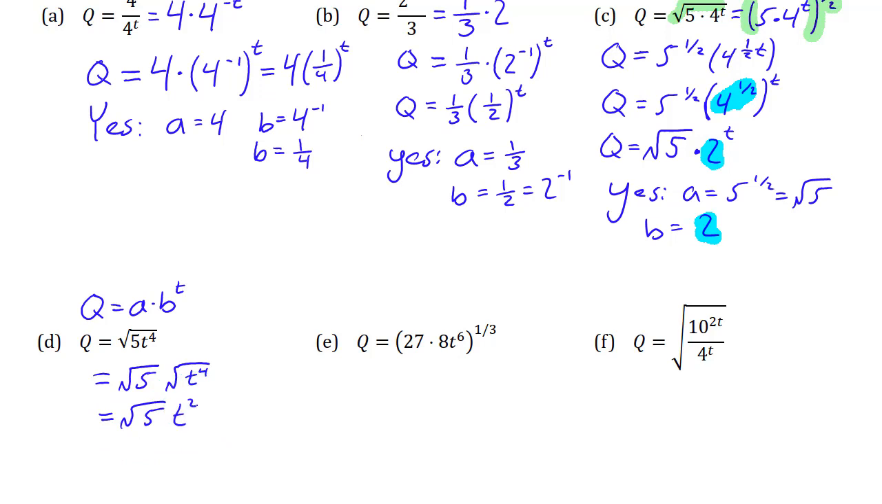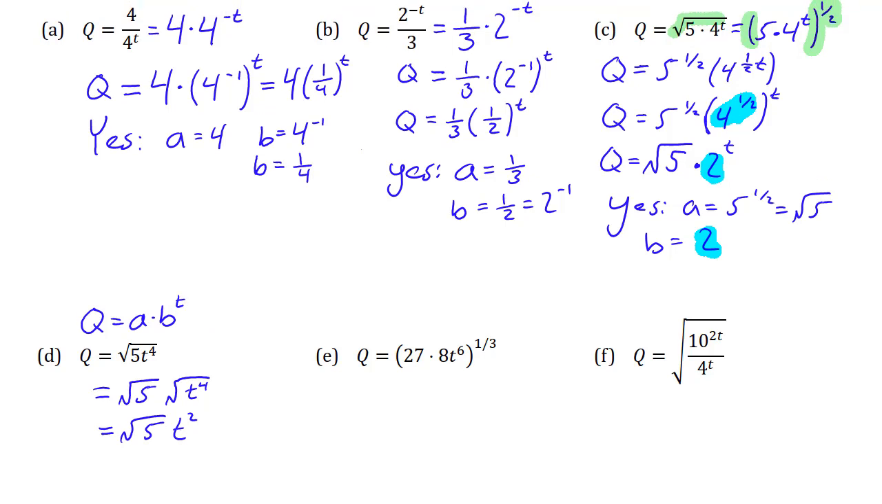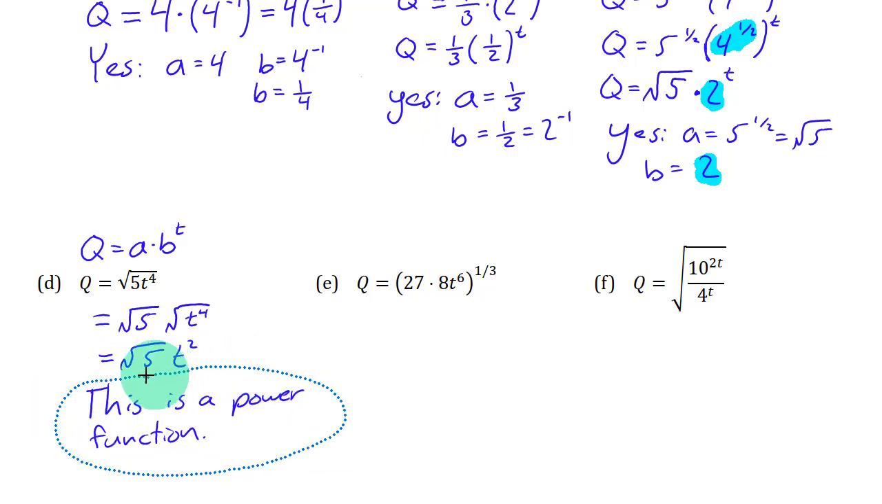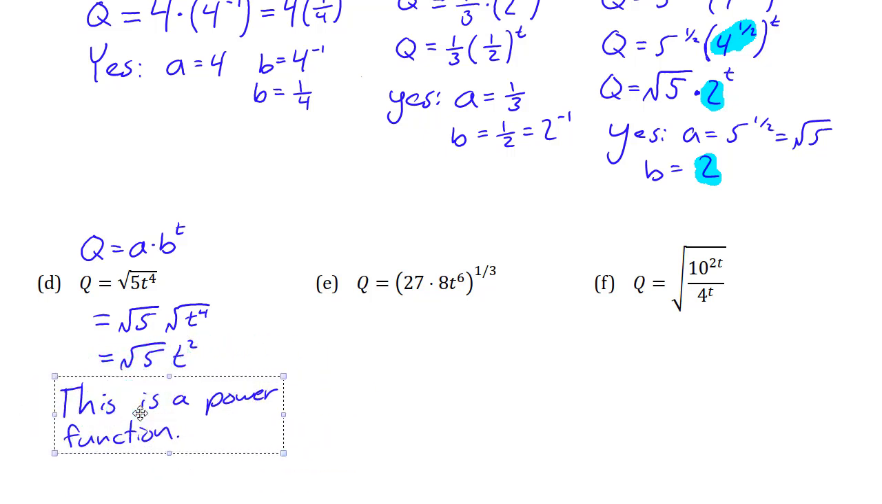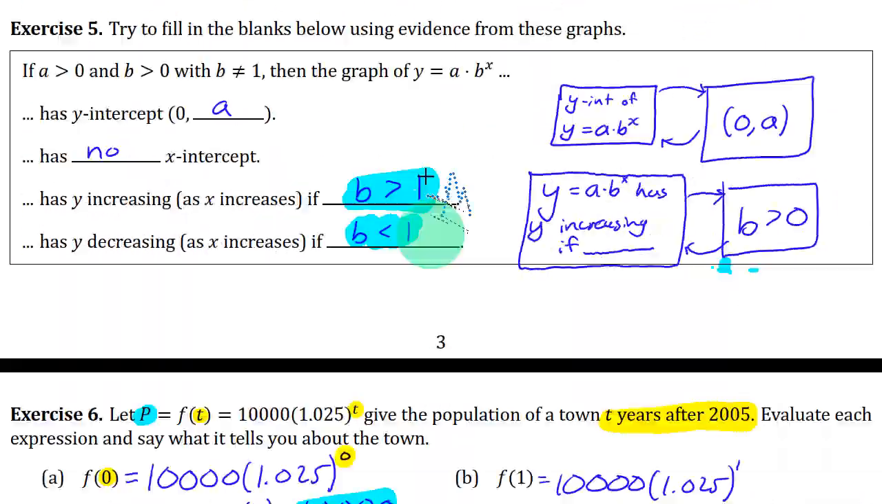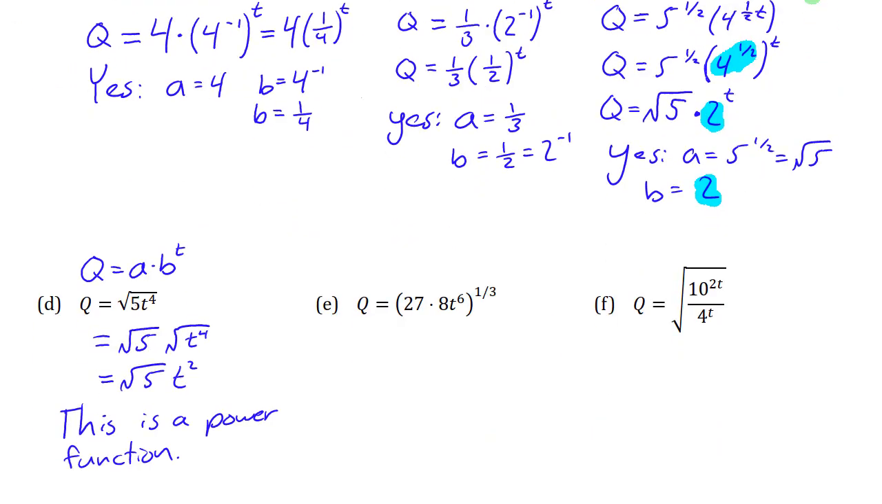And the problem here is that the t is the base of the exponent. The variable is the base of the exponent, but it's supposed to be the exponent itself. So this is not exponential. This is a power function, specifically a quadratic function. So the graph is going to be like a parabola, not like the graphs that we looked at in exercise 4 here.